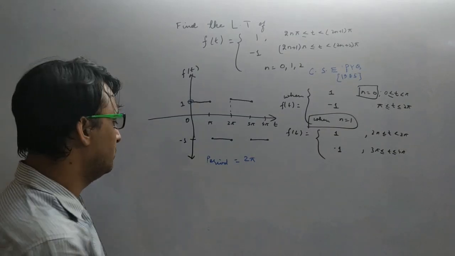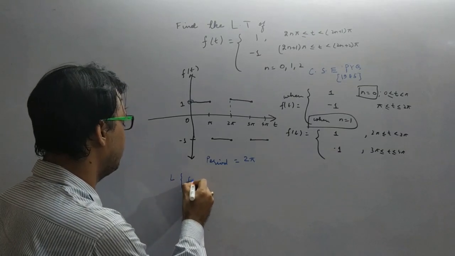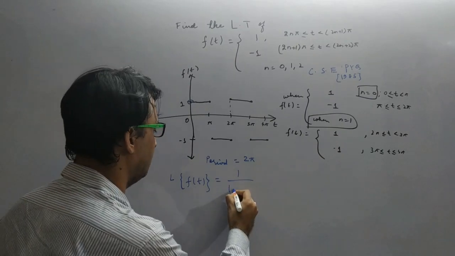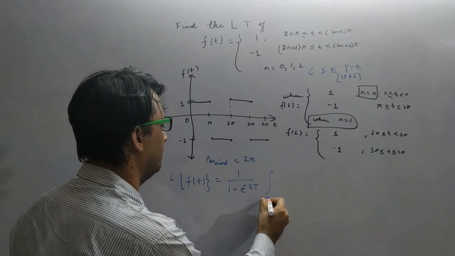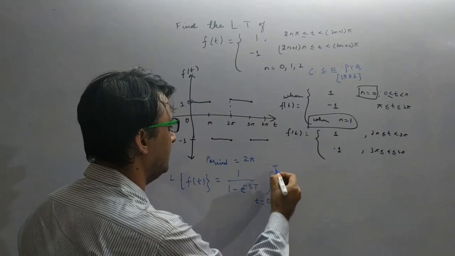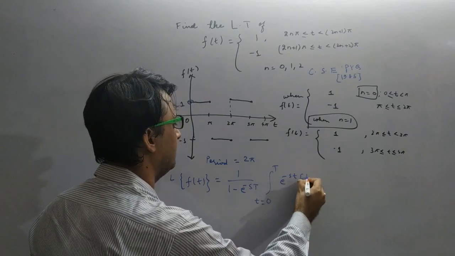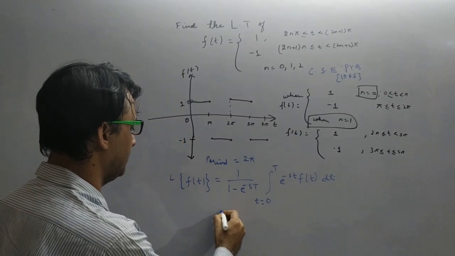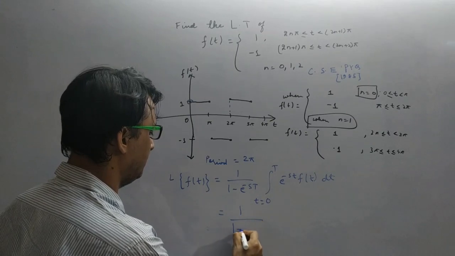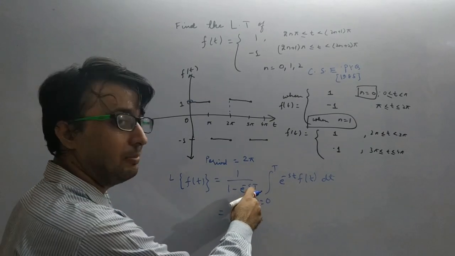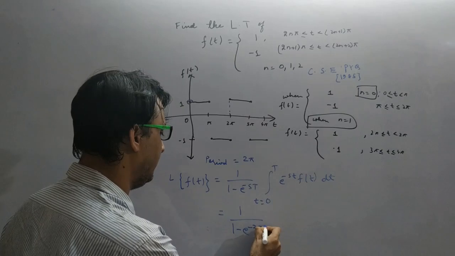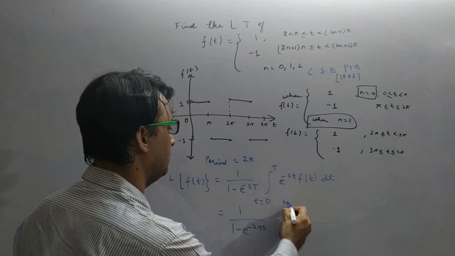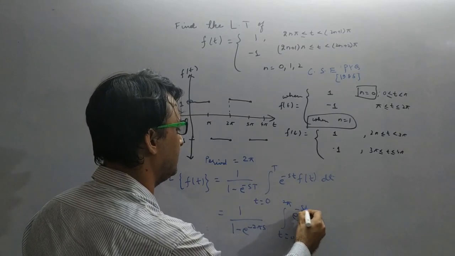Now we are going to use the Laplace transform for this function with the property that we have just now studied: integral from 0 to T, where T is the period, of e to the power minus st f(t) dt. So here the period is 2 pi, so in place of capital T we can put 2 pi, and t goes from 0 to 2 pi, e to the power minus st f(t).